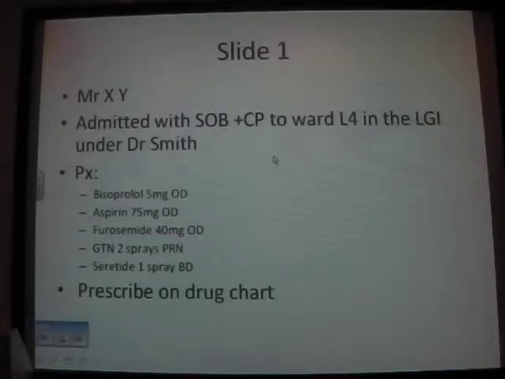There was a massive pile of drug charts, so there should be enough. Stop for me. Who doesn't have a drug chart? There's a whole area over there. Do you guys have one between two? There are like 30 drug charts. Can you pass them down?